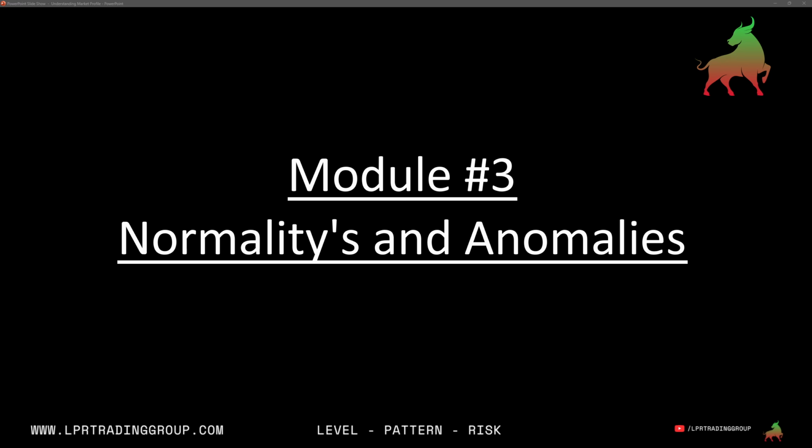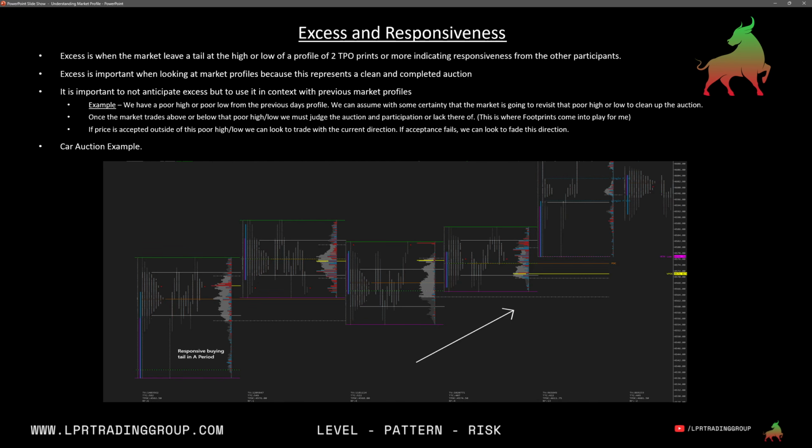So let's start with module 3 of this understanding market concepts and market profiles here. So module 3, we're going to be talking about normalities and anomalies in the market profile. So we'll start with excess and responsiveness. Excess is when the market leaves a tail at a higher low of the profile, 2 TPO prints or more, indicating responsiveness from other time frame participants.